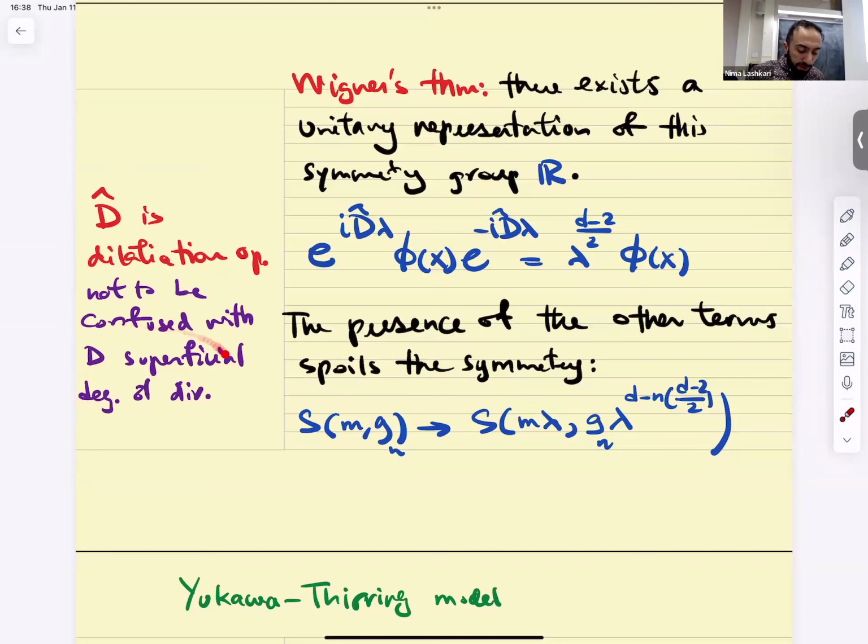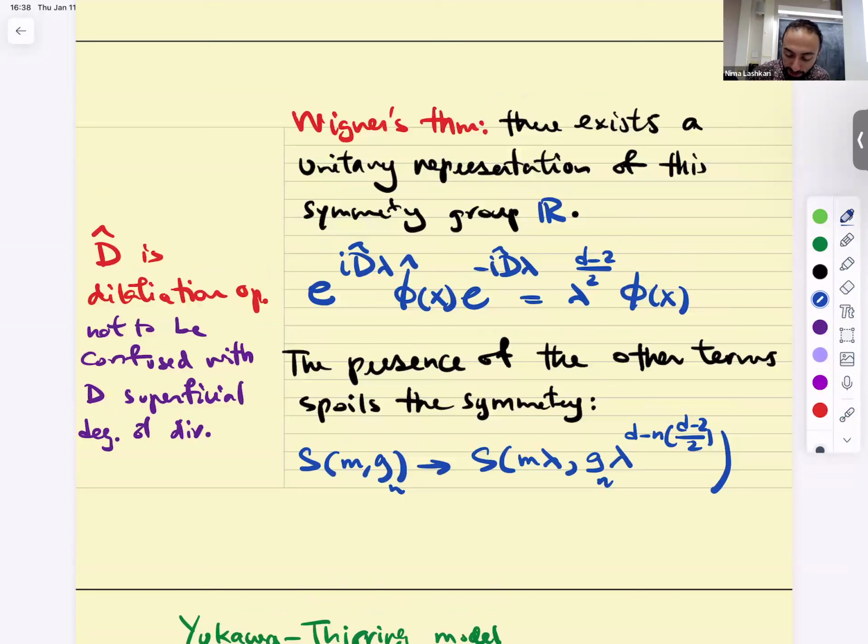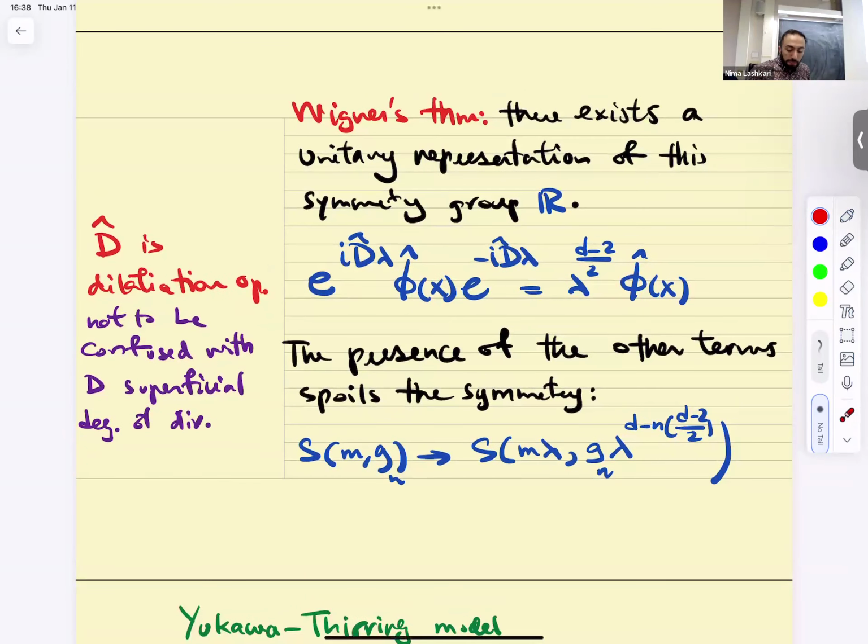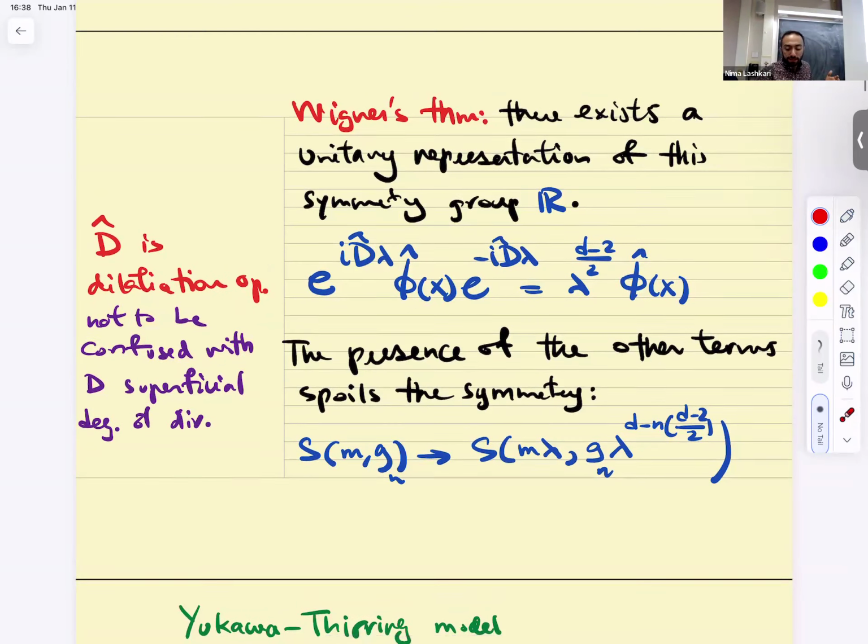Okay, not to be confused with the superficial degree of divergence that we were discussing last time. All right, so here, as a field in the Hilbert space, this is the transformation we expect in this massless free boson theory. When you have masses or other couplings, this is no longer a symmetry. So there's no Wigner theorem that tells you that there has to exist an operator in the Hilbert space that would do scaling for it, right?